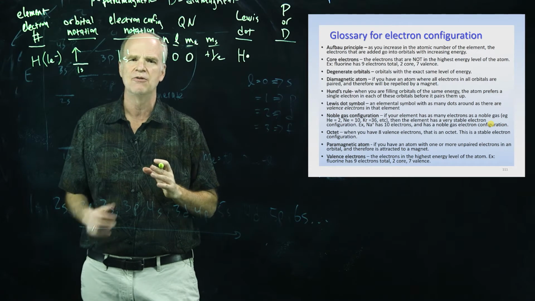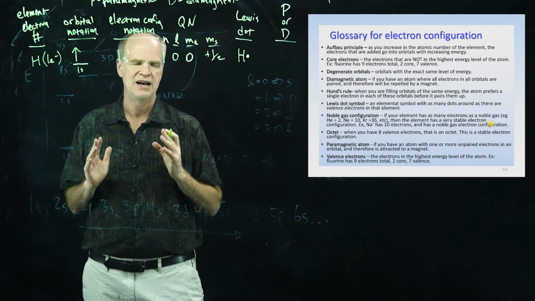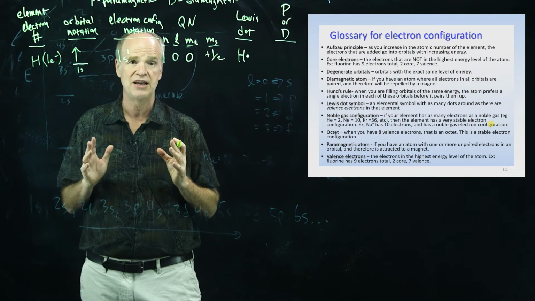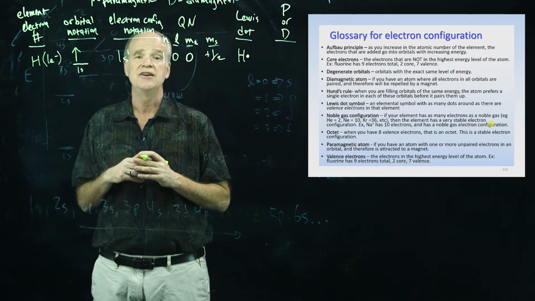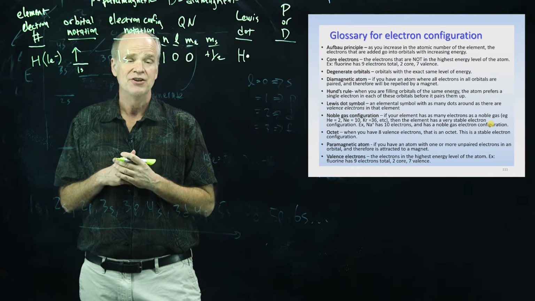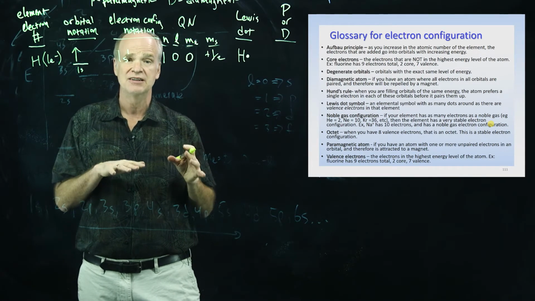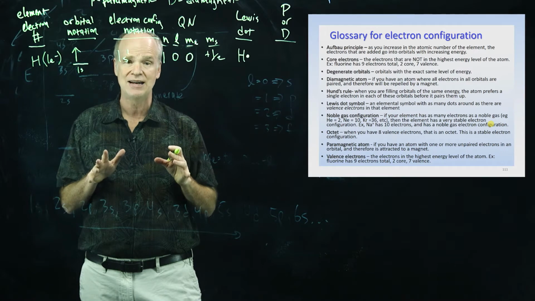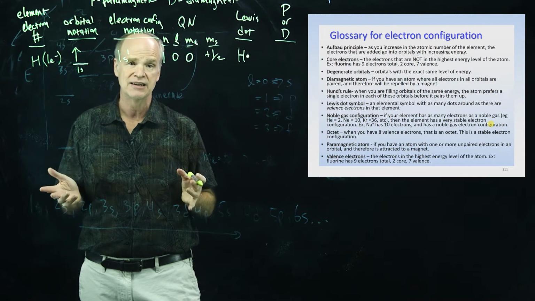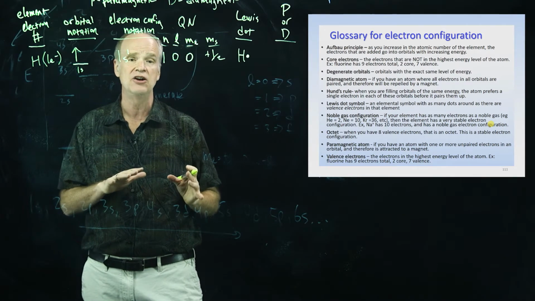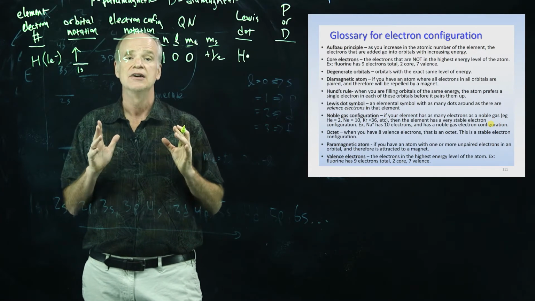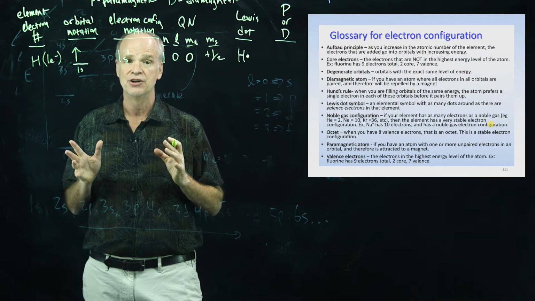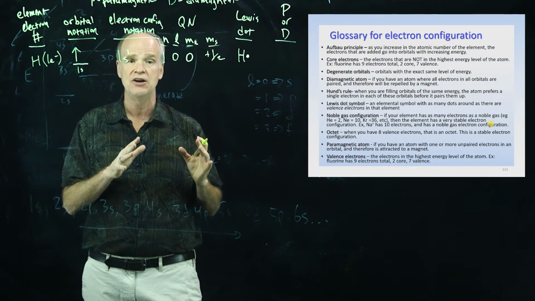Okay, paramagnetic or diamagnetic. Let's talk about what makes an element paramagnetic and what makes it diamagnetic. If you have an element that is paramagnetic, it will be attracted to magnets or magnetic fields. On the other hand, if you have an element that is diamagnetic, it will not be attracted to magnets or magnetic fields. In fact, it might be slightly repelled by them.